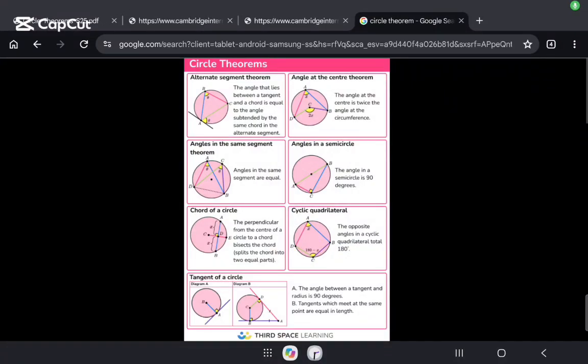Hello everyone, so today we'll be doing math circle theorems. First we have to review the theorems that we have to know, of which there are 7.